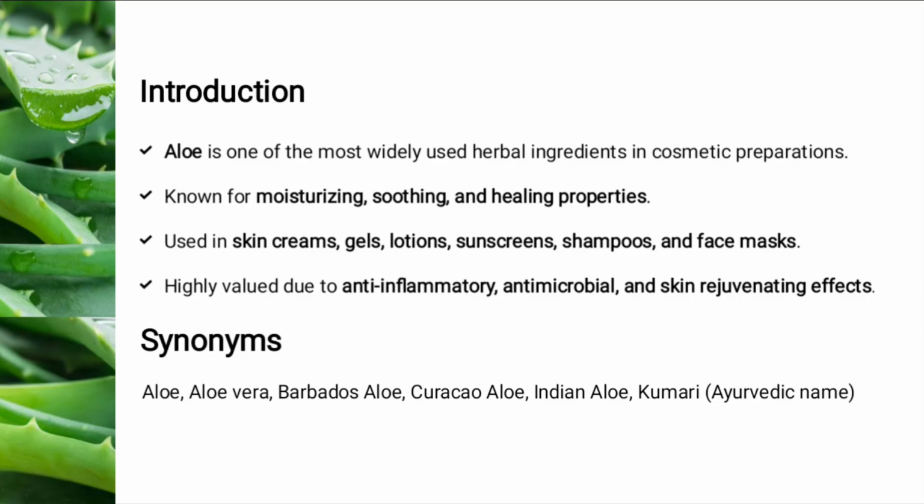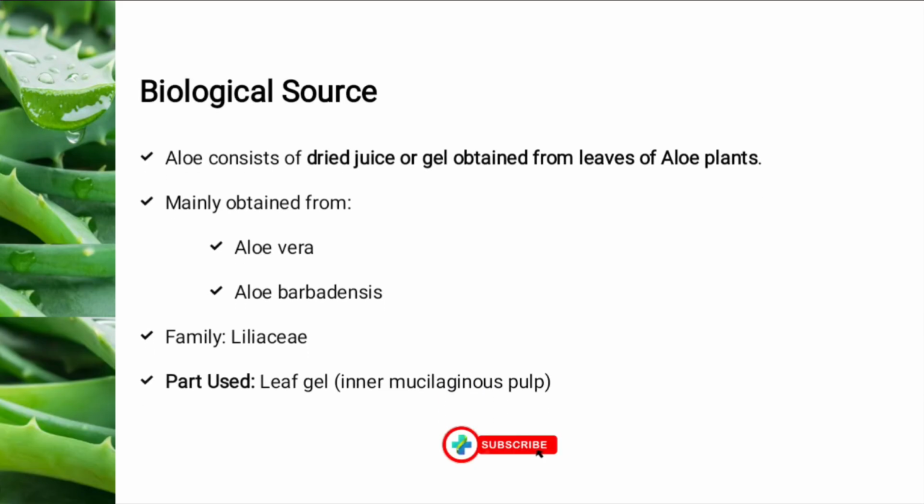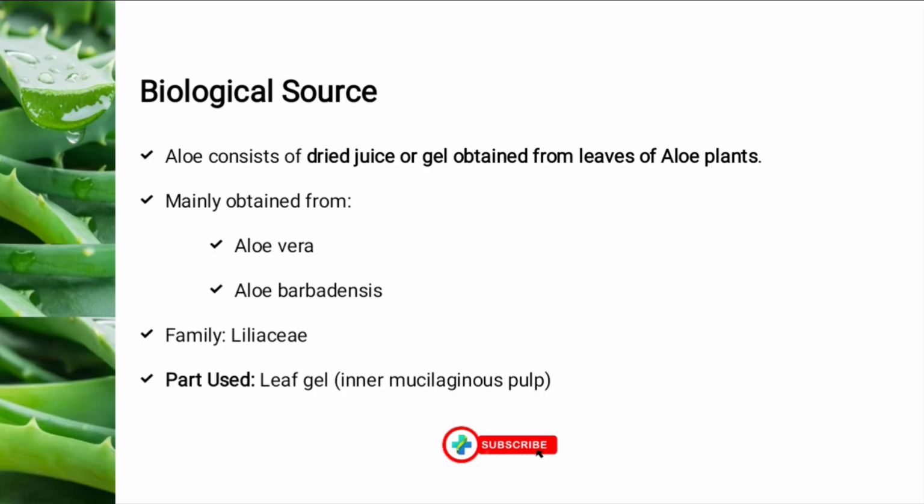Now, moving to the next slide. So students, let us now understand the biological source of aloe. Aloe consists of dried juice or gel obtained from leaves of the aloe plant. Aloe is obtained from the leaf of the aloe plant.